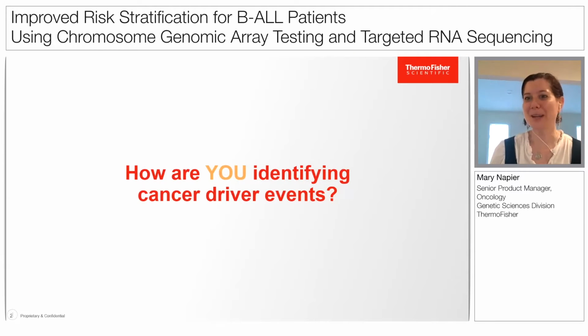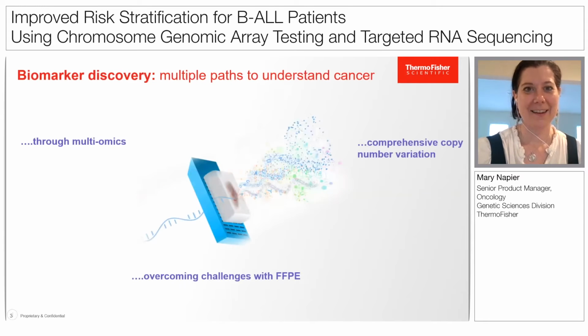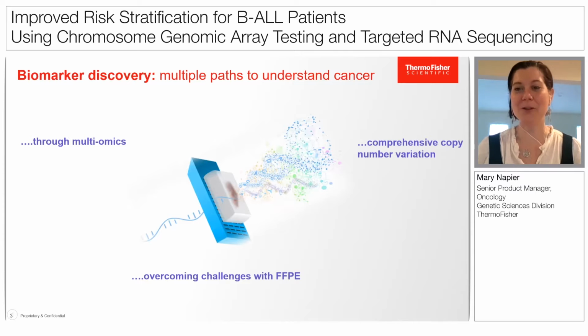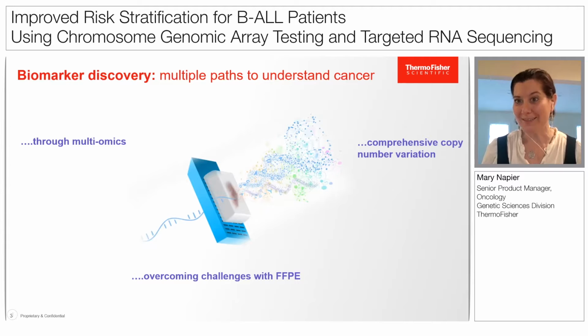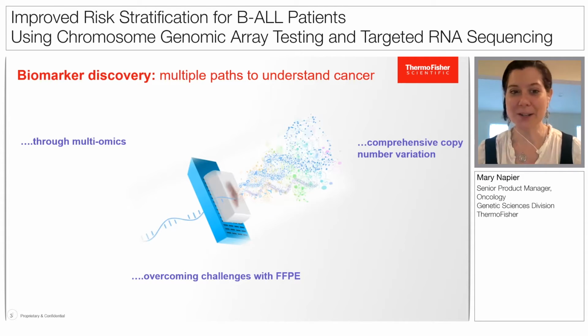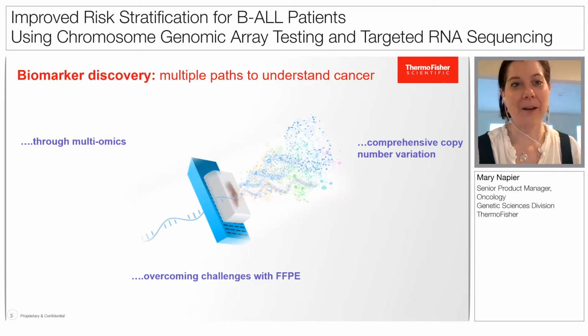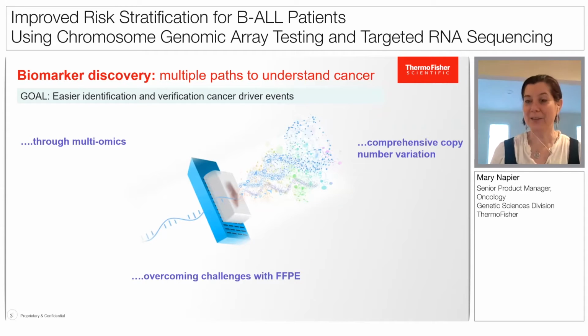So how are you identifying cancer driver events? Of course, there are multiple paths to understanding cancer and multiple paths towards biomarker discovery through multi-omics, profiling RNA, DNA, methyl, counting copy number, and overcoming challenges with FFPE. All these things need to be integrated in order to make your goal of finding cancer driver events easier.